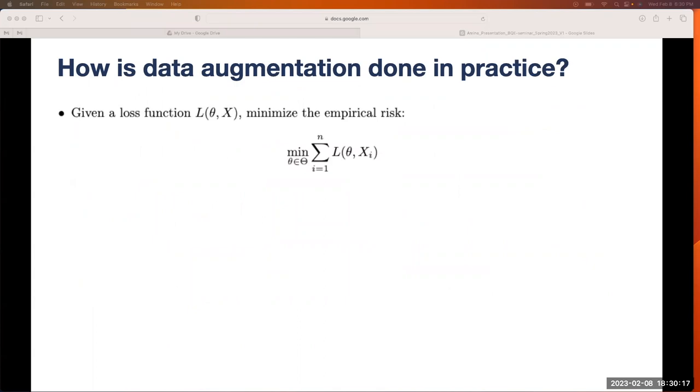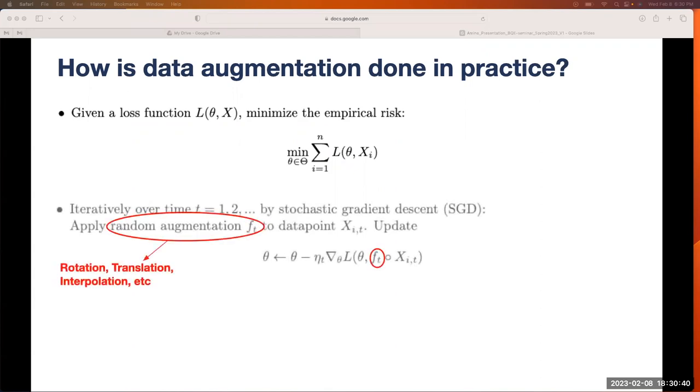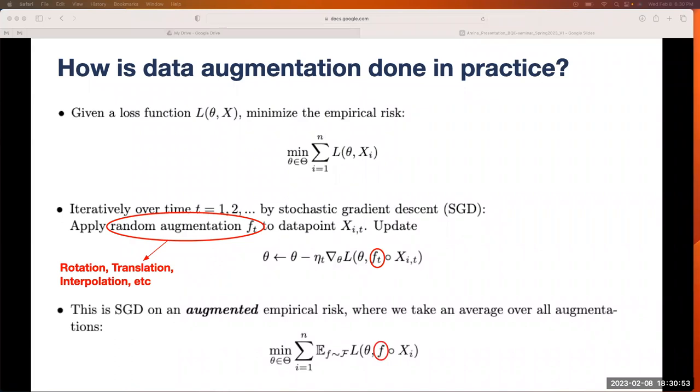Given a loss function, how is data augmentation done in practice? To start with, here is the standard classical machine learning loss function. For instance, big L could be a mean squared error type loss, and obviously we would like to minimize this loss. In practice, we apply random augmentations and perform stochastic gradient descent to minimize the loss function. This data augmentation process can now be viewed as not minimizing the original loss function, but actually minimizing this augmented risk, in which we take the expectation over all the augmented sample space. Note that here we have a theta in these equations, which connects us to the concept of maximum likelihood estimator over the parameter space. We will talk about this shortly.